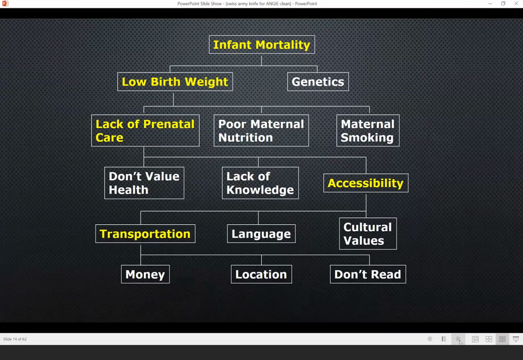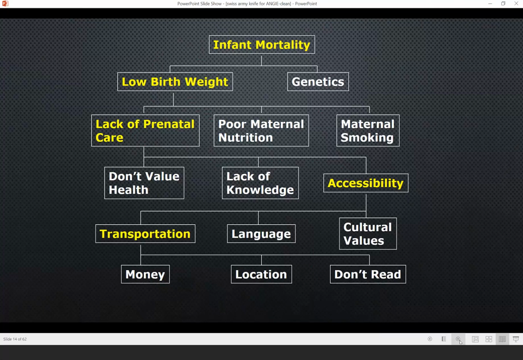In our case, we're going to decide, no, it really is transportation, but we don't know, is the transportation issue a function of not having money because there's no public transportation in your community and you've got to hire somebody, pay a cab or Uber or a neighbor to drive you? Is it the physical location, you can't get there? Or is it the fact that some of these women don't read and therefore they don't know about the value of prenatal care or where to get the care and that sort of thing?